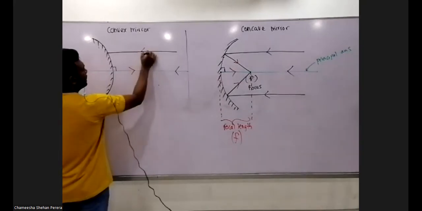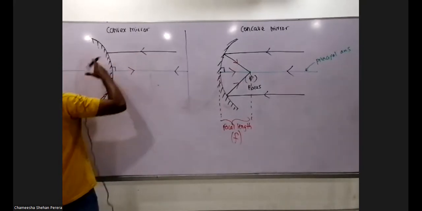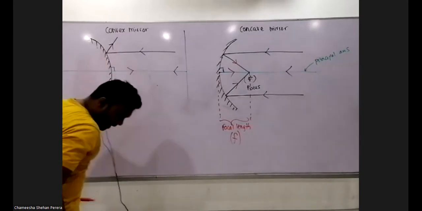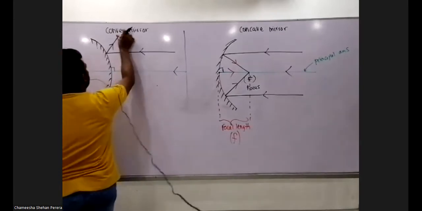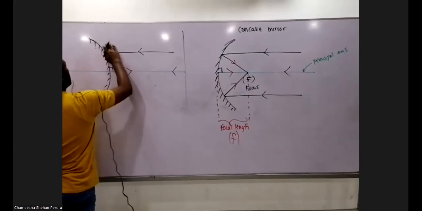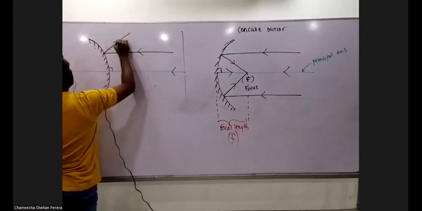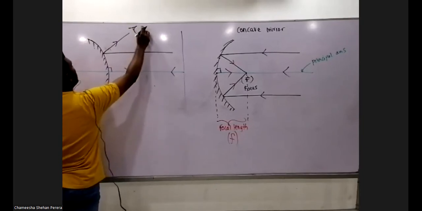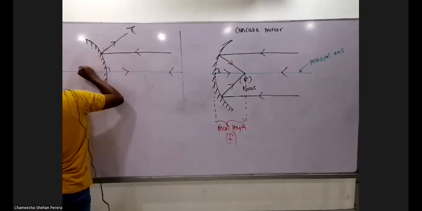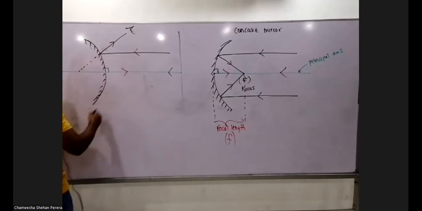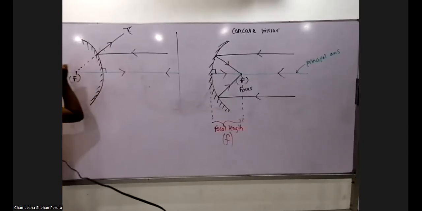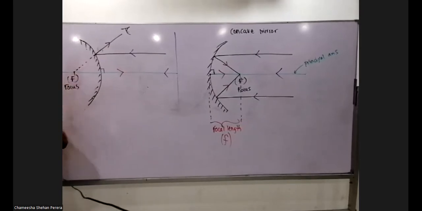This light ray gets diverged after the reflection. I'm just erasing it on this side. It gets diverged after the reflection, and for a person looking at it, this light ray seems to be coming from a point inside the convex mirror, called F, on the principal axis. So you call it the focus.